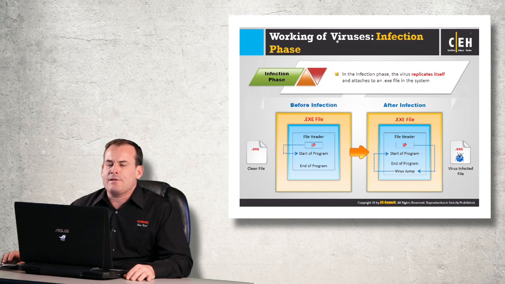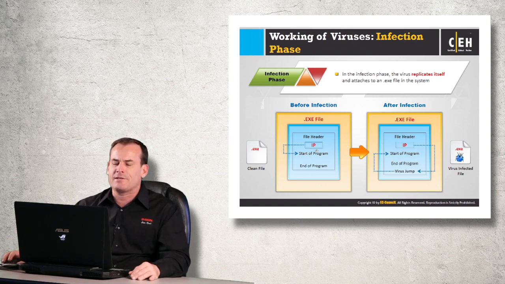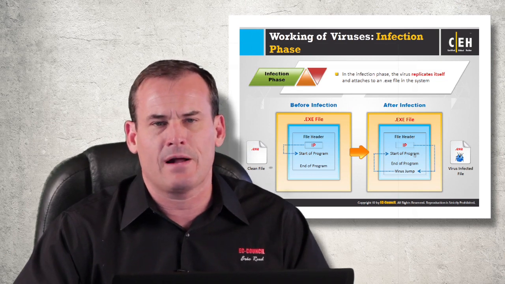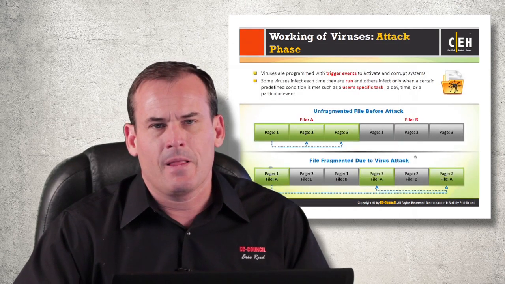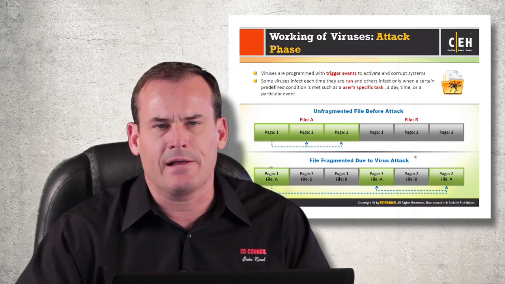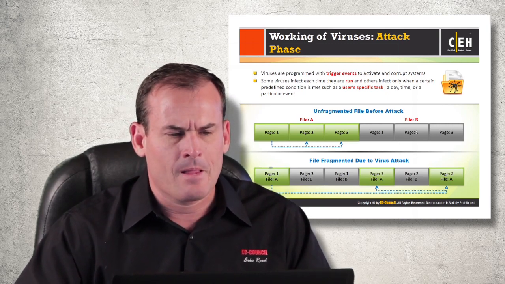So, working of a virus. In the infection phase, the virus replicates itself and attaches to an exe file in the system. The graphic before and after infection shows that the virus created a jump instruction at the file header; the virus executes and then calls the original program. So it maintains the original program's functionality while executing. Not dissimilar to the binding process that we looked at in the Trojans and Backdoors module.